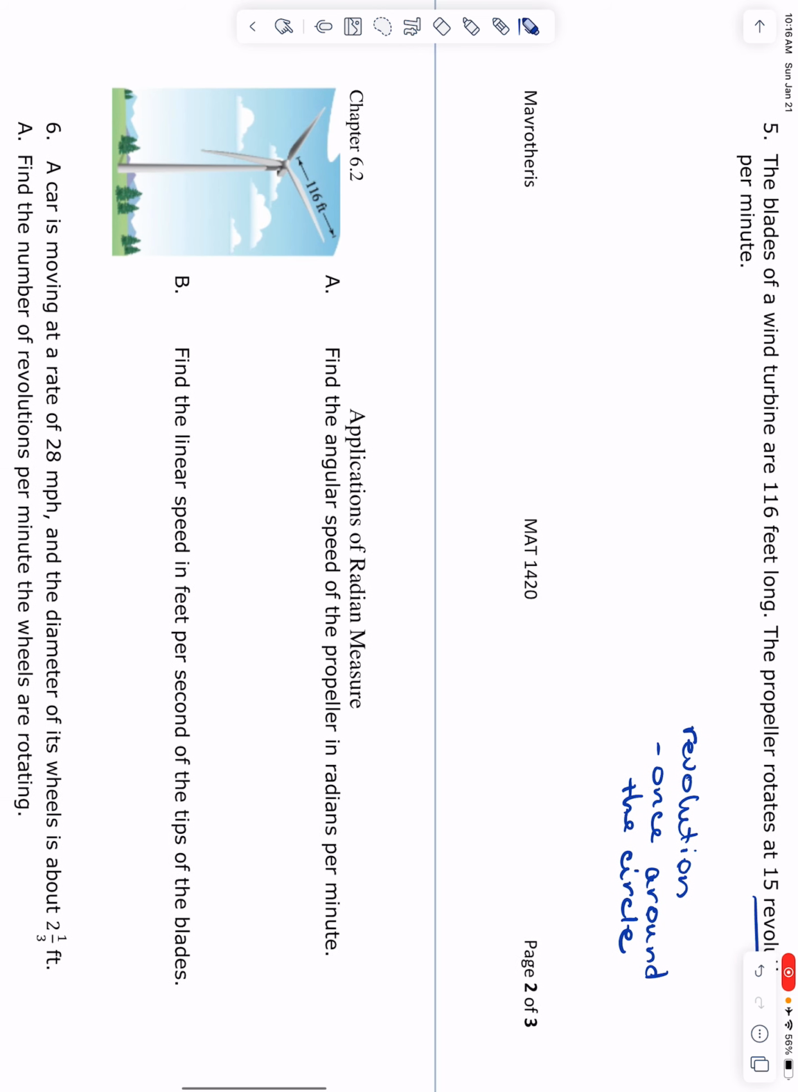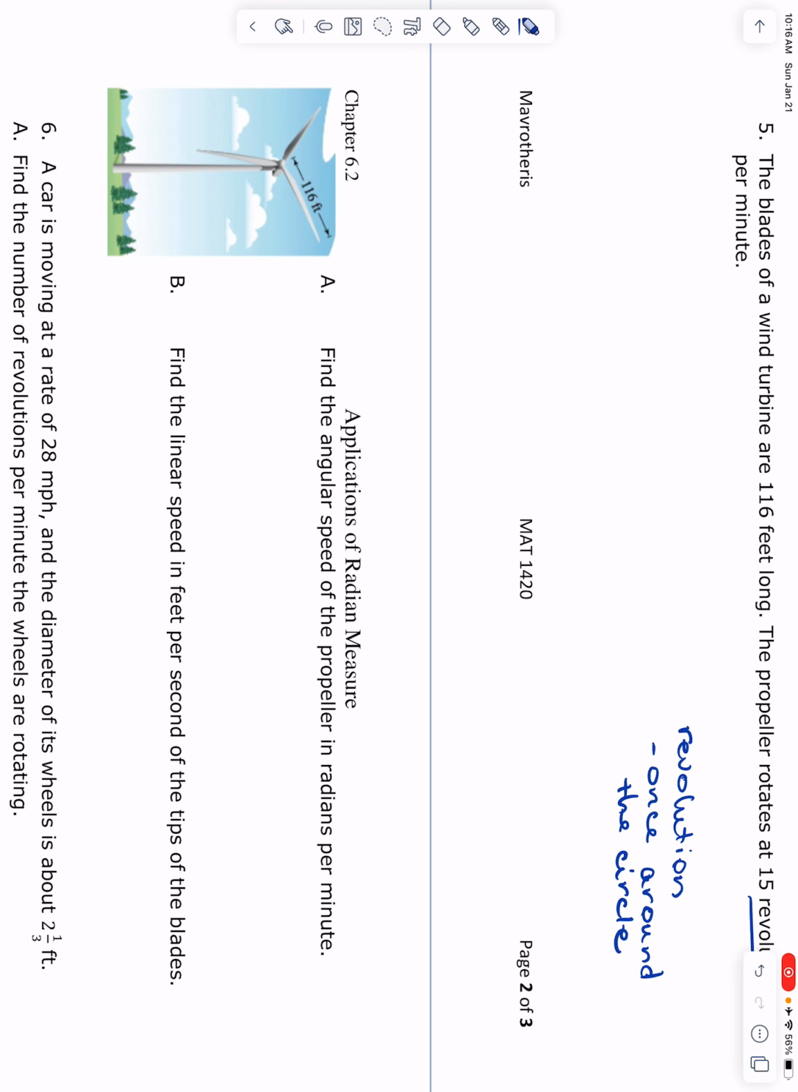That's what a revolution means. So A, if we want that angular speed of the propeller in radians per minute, I am going to make sure that I am conscious of including the units. A lot of times, using the units tells me what I need to multiply or divide. So we're trying to find angular velocity. It says angular speed, so if we end up with a negative, we'll just make it positive.